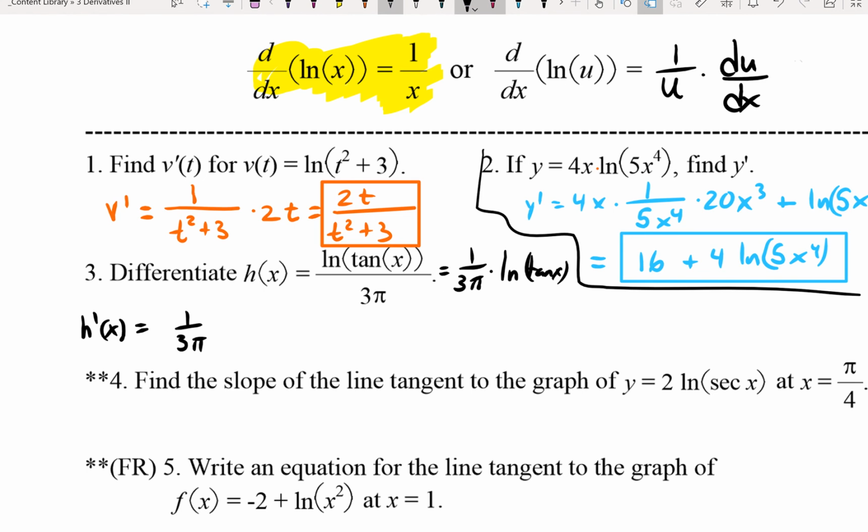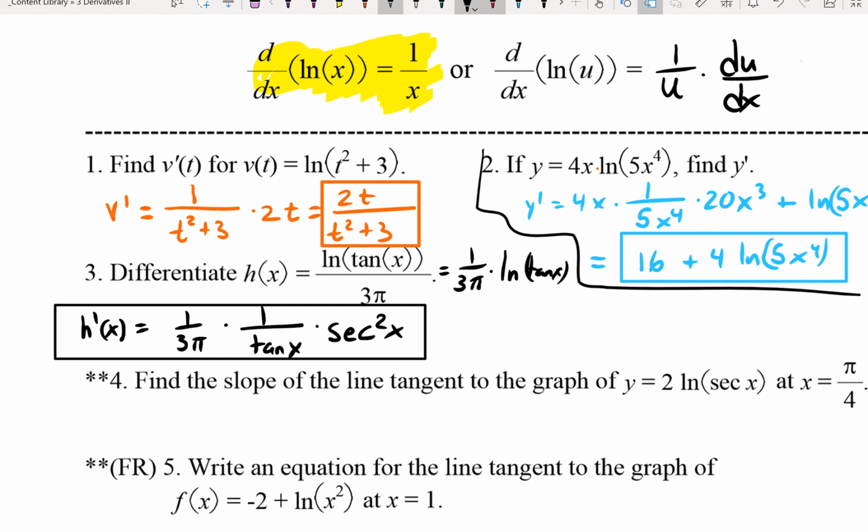Derivative of natural log is 1 over the inside multiplied by the derivative of the inside. Derivative of tangent is secant squared. So I'll just go ahead and leave my answer just like that. So that was the chain rule along with the natural log derivative rule.